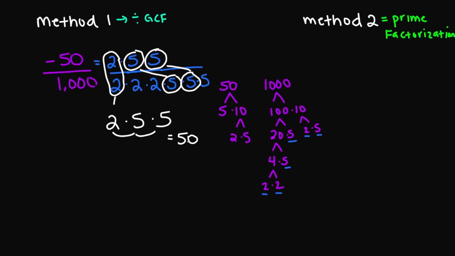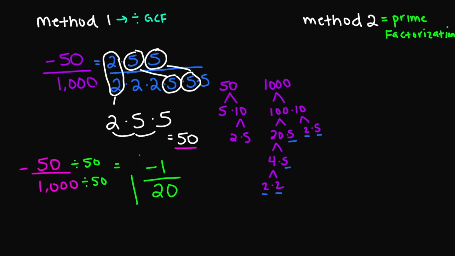So I'm going to divide my top and bottom, 50 divided by 1,000, by the 50 that we have here. So negative 50 divided by 50 is going to give us a negative 1. And then 1,000 divided by 50, this is going to give us 20. So your answer here, if you were to simplify that fraction, it's going to be negative 1 over 20.